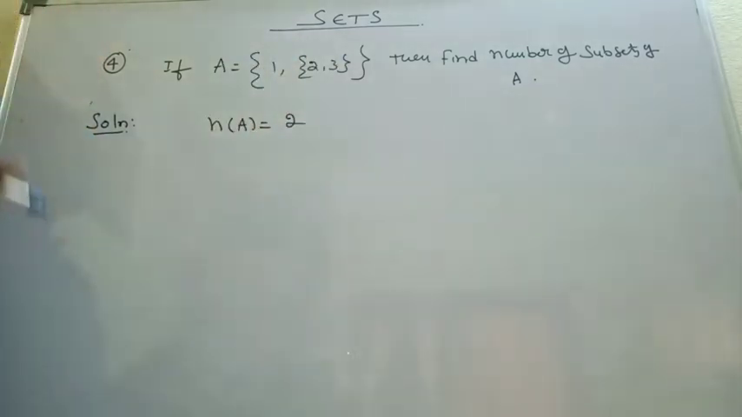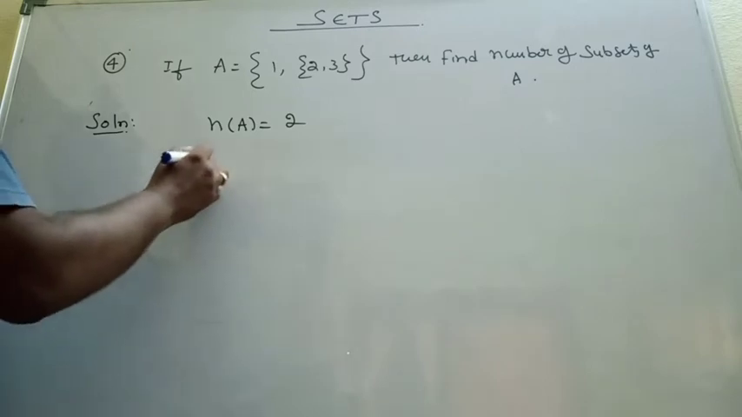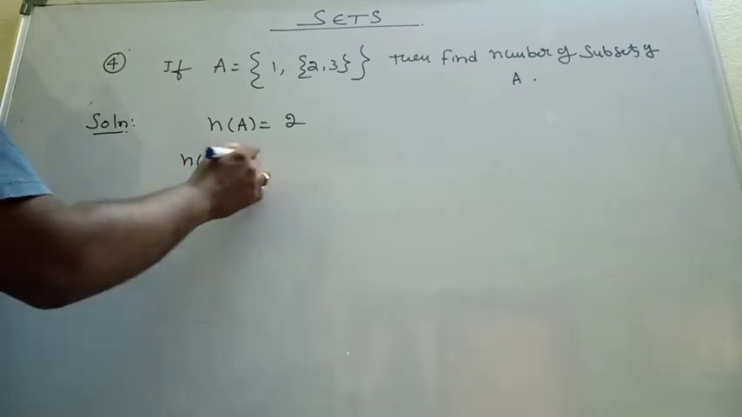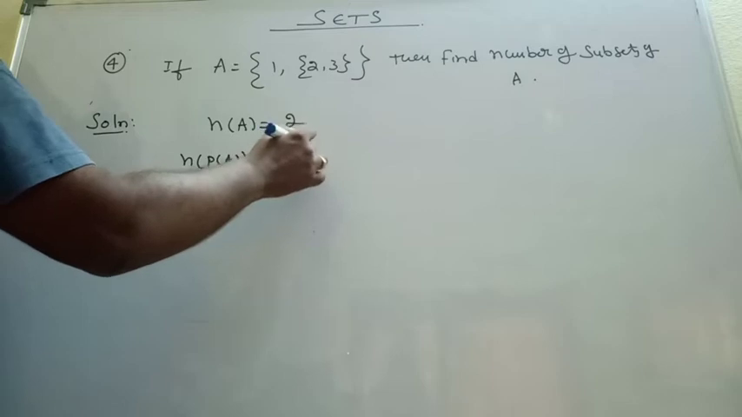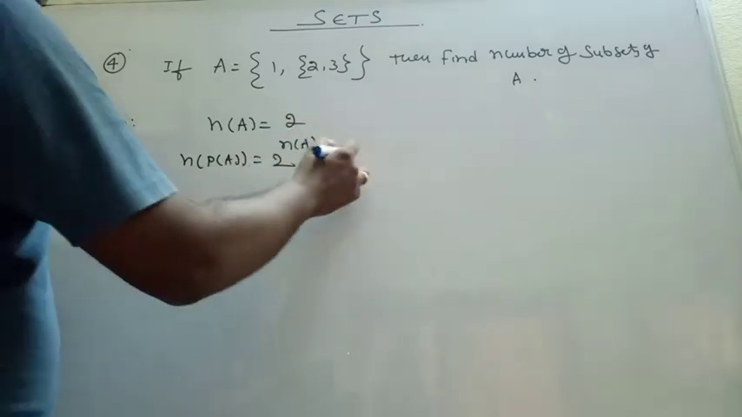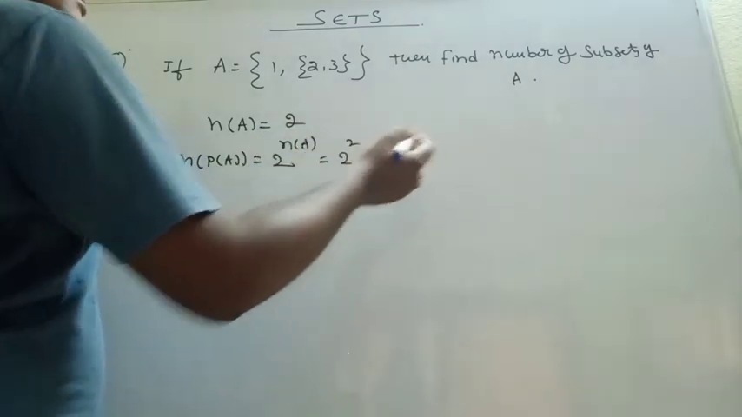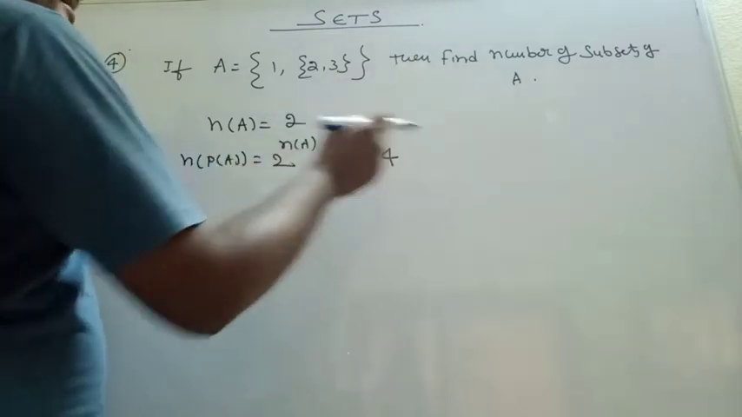Number of subsets of A. Now number of subsets means we need n of P of A, that is nothing but 2 power n of A. 2 power n of A means 2 square, that means 4. Number of subsets in A is nothing but 4. That is what you have.